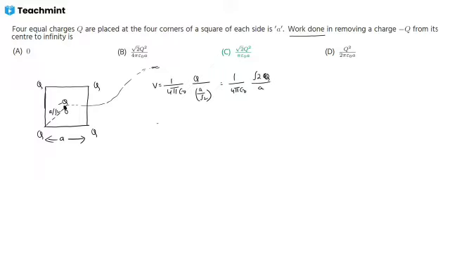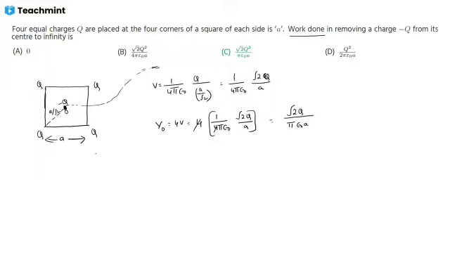Now what is the total potential at O? It is 4 times that of one charge. That is 4 into 1 by 4 pi epsilon naught into root 2 Q by A. Here the 4 will get cancelled. That is equal to root 2 Q divided by pi epsilon naught A. This is the potential at the center.